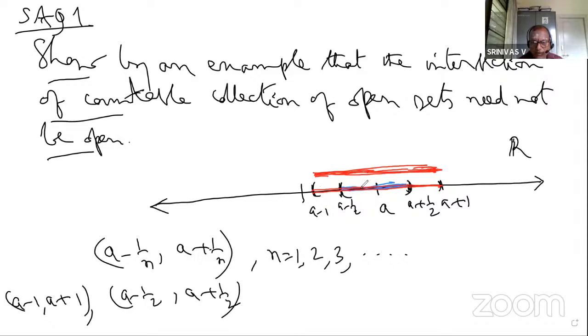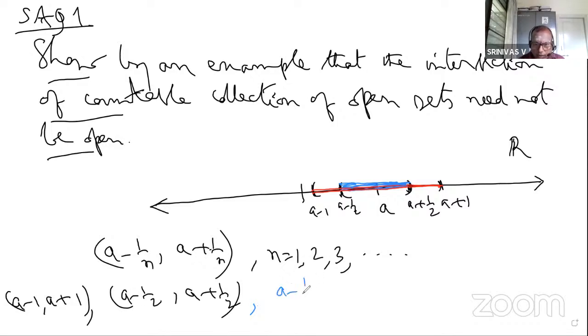So what is the intersection of this with the blue one? Blue one is from here to here, a minus half to a plus half. What is the intersection of these two intervals? Right, the intersection is the smaller one. This small interval is contained in the larger interval. So the intersection of these two is the smaller interval.